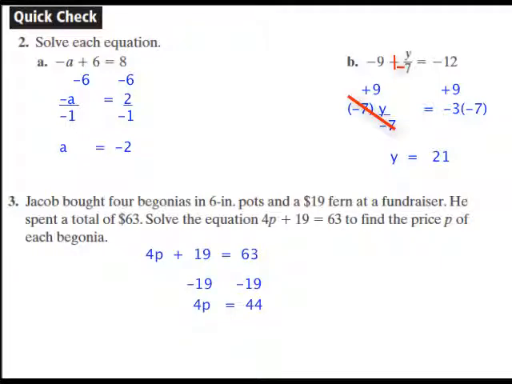Now you can divide both sides by 4. 4p divided by 4 gives you p. 44 divided by 4 is 11. So p equals 11. Now you're ready to answer your question. What was the price of each begonia? Each begonia costs $11.